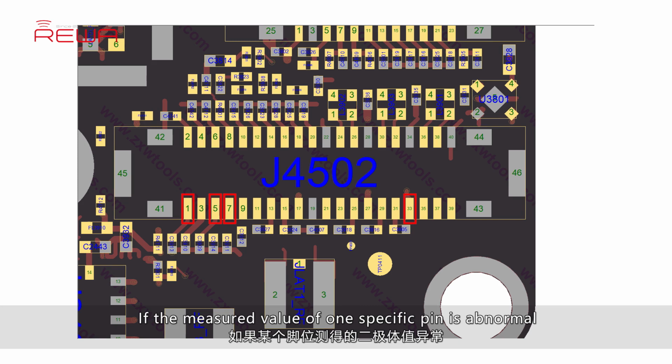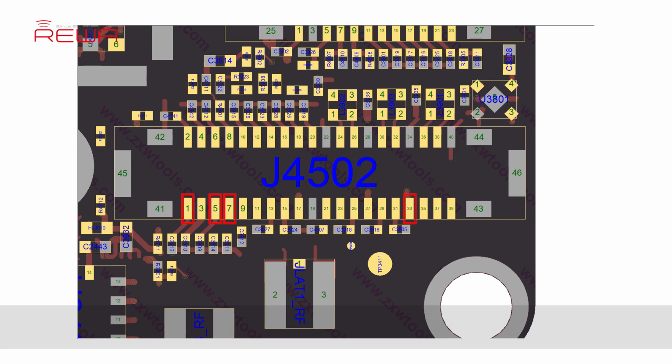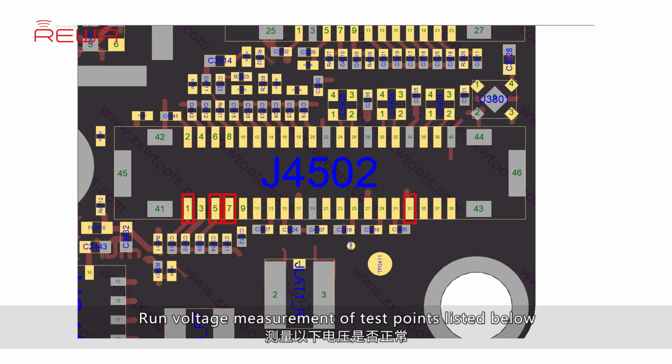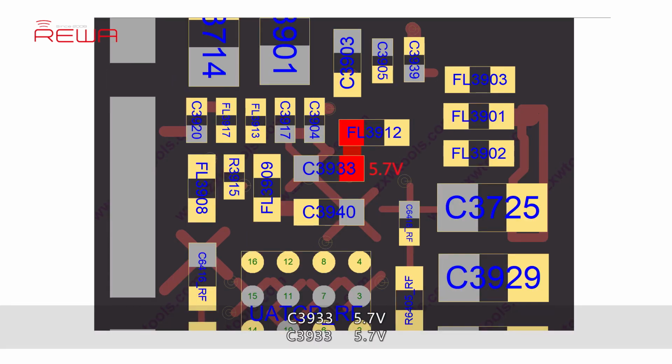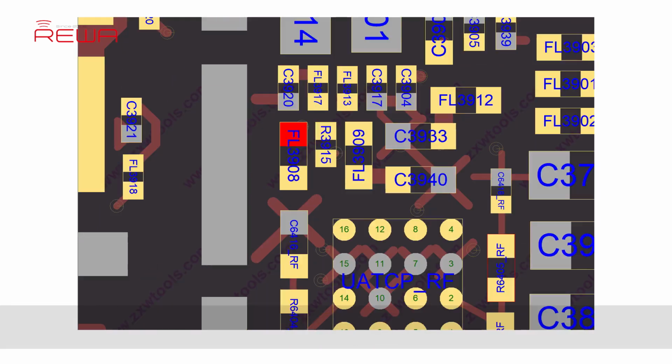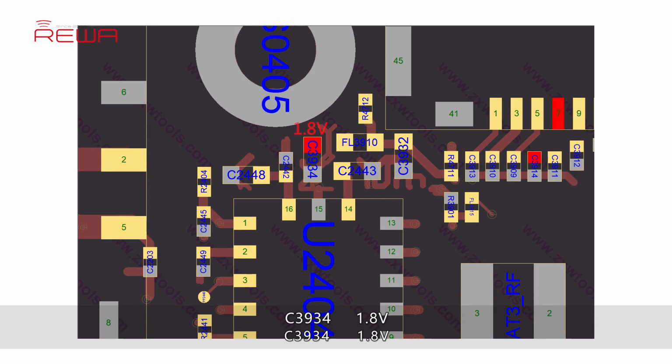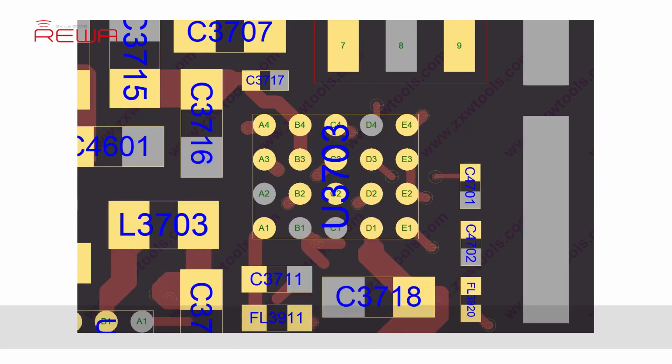If the measured value of one specific pin is abnormal, then check relevant circuit of the pin. If the measured value is normal, get the display assembly installed, power on and test. Run voltage measurement of test points listed below. C3933 5.7 volts. FL3908 5.7 volts. C3934 1.8 volts. If there is abnormal voltage measured, then replace U3703.